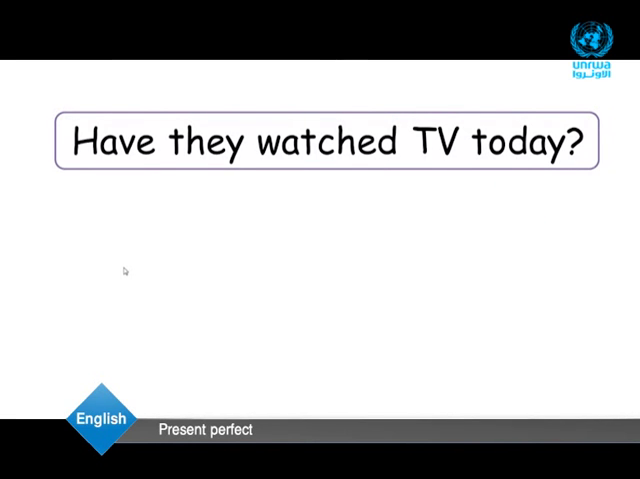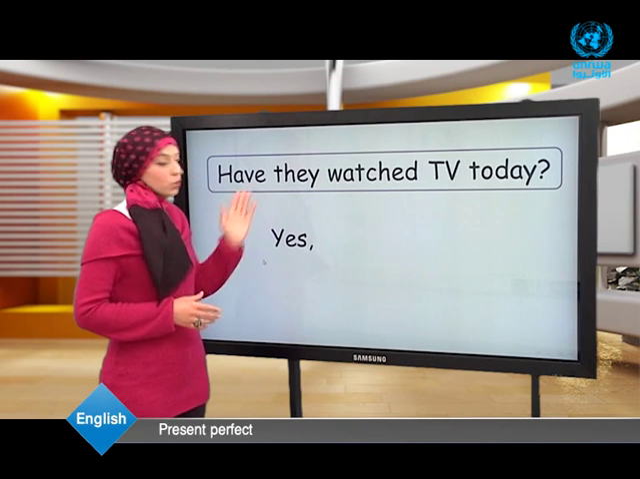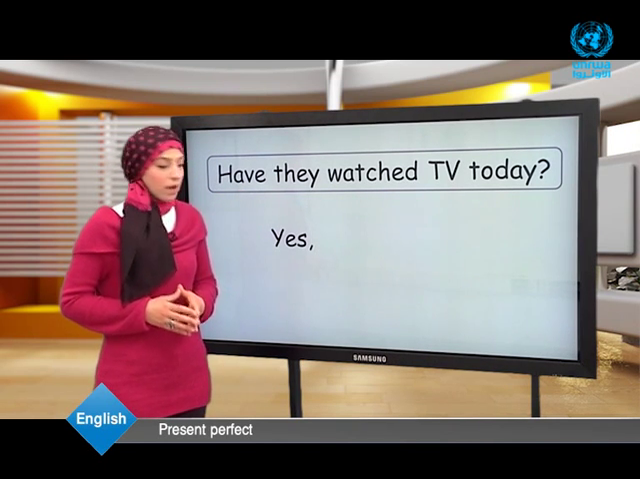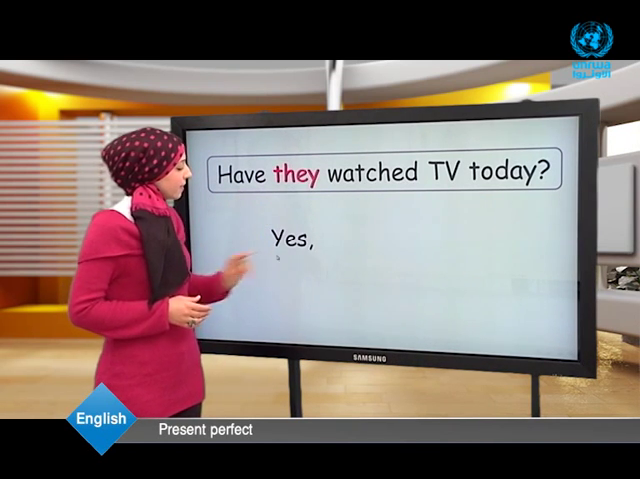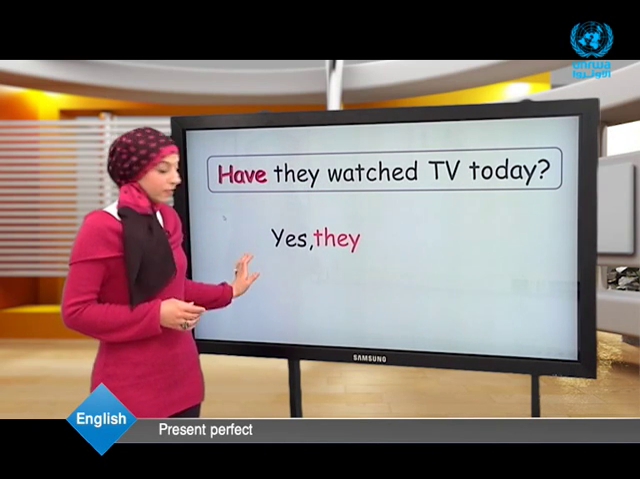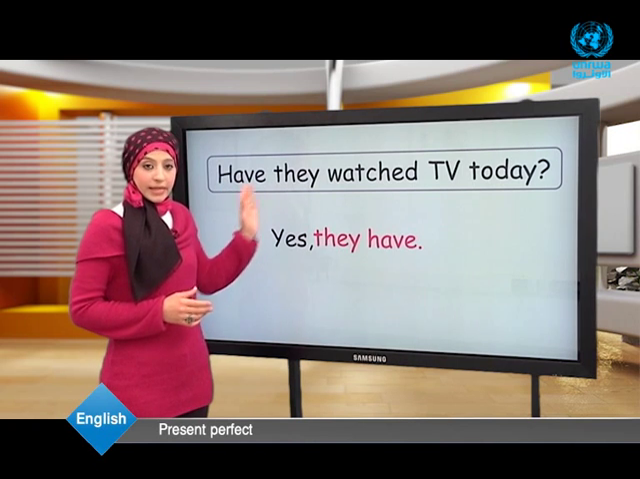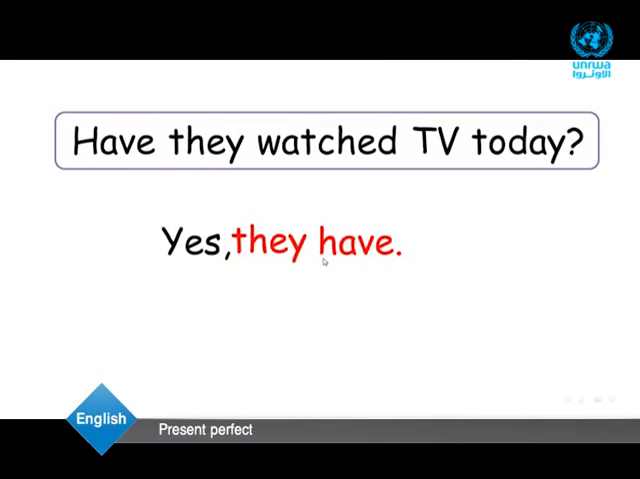Now, let's have the first one. Have they watched TV today? To answer this question with yes, after yes, we should use the subject or the pronoun. Yes, they. After they, the helping verb. Yes, they have, and notice here, it should be a small letter. Now let's read again the question and the answer. Have they watched TV today? Yes, they have.